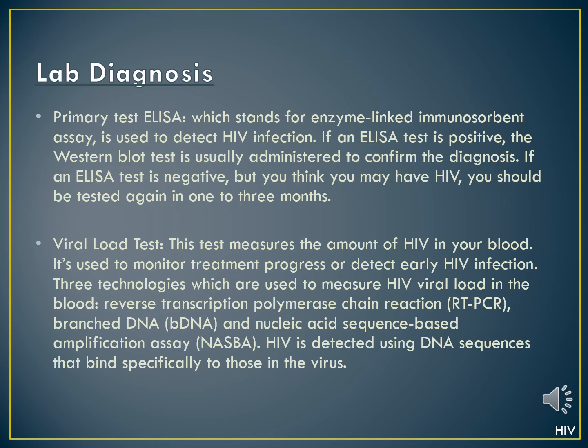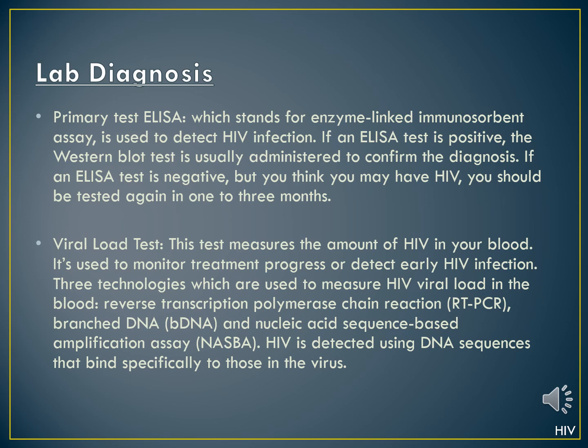Lastly, the lab diagnosis of HIV. So the most famous method of diagnosis of HIV is using ELISA and also the Western blot method. So the primary test, ELISA, which stands for enzyme-linked immunosorbent assay, is used to detect HIV infection. If an ELISA test is positive, the Western blot test is usually administered to confirm the diagnosis. If an ELISA test is negative, but you think you may have HIV, you should be tested again in another 1 to 3 months, because the HIV takes time to actually produce its symptoms.